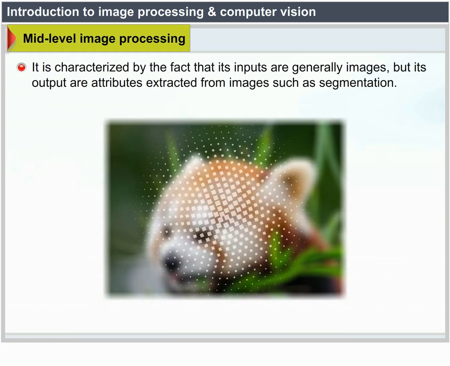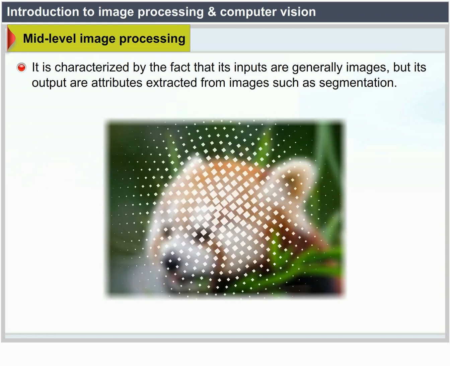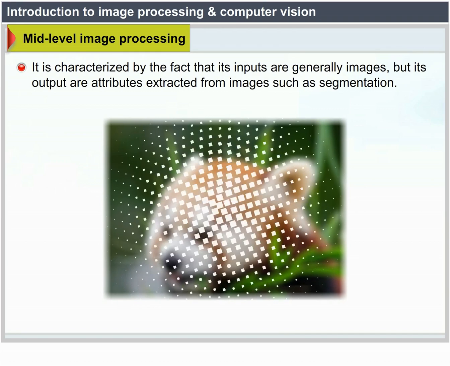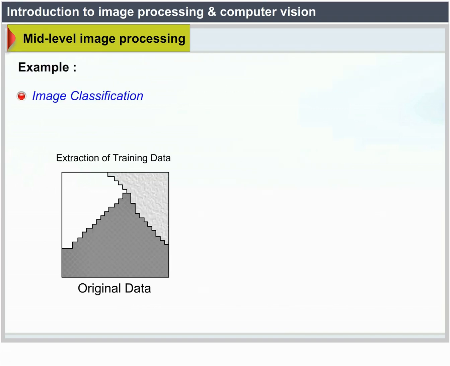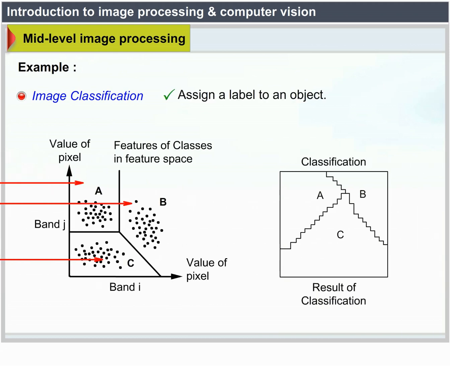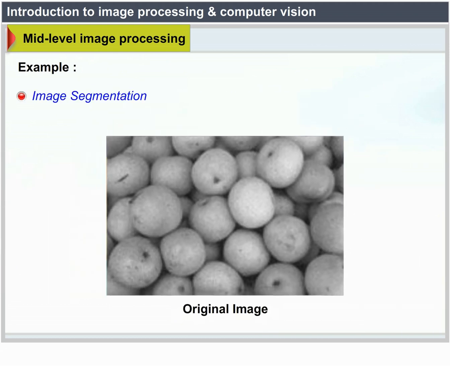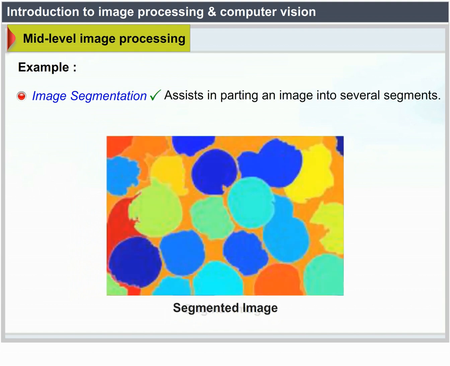Mid-level image processing. It is characterized by the fact that its inputs are generally images, but its outputs are attributes extracted from images, such as segmentation. Examples: image classification, which assigns a label to an object. Image segmentation, used to partition an image.